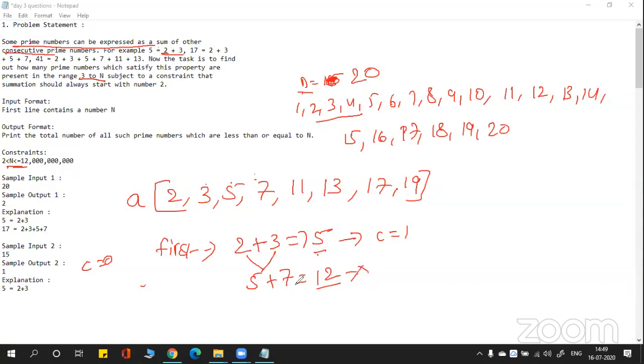Next I'll be taking one more number. What is the one more number? 11. So next I should add 2 plus 3 plus 5 plus 7 plus 11. And if you observe, every time you need not do all these things, 2 plus 3 plus 5 plus 7. Actually, we can get all these things here only.